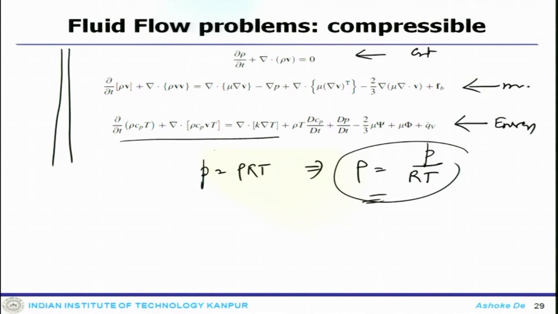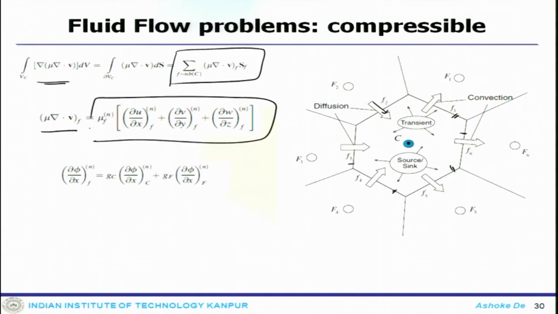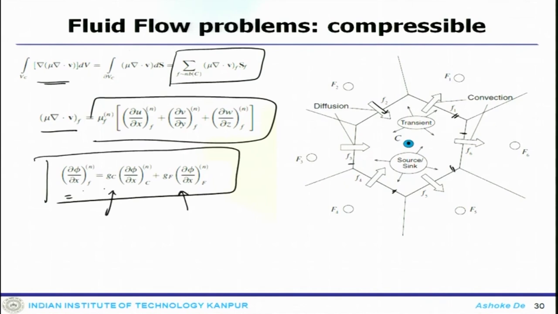Now, these are connected. So, let us look at an element C, which is our standard element. You have all these 6 faces and these are the fluxes or flux vectors. If you take a volume integral of the diffusion term, it will convert to a surface integral like this, which we have already seen, and delta dot mu f will be mu f into this. Any flux gradient calculation can be contributed by GC and GF. GC and GF are the geometric coefficients which we have used earlier.